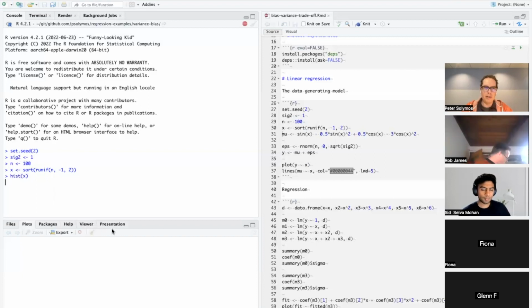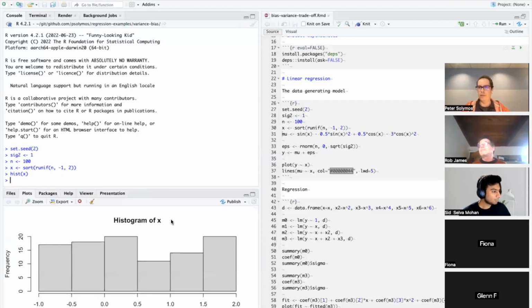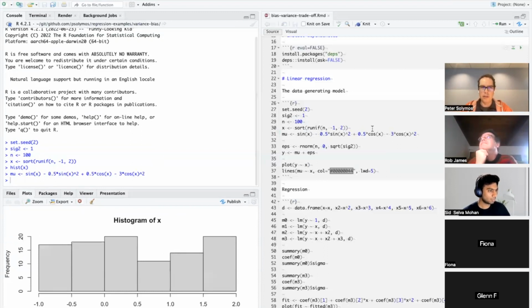We can verify that this is really uniform. Well, 100 is not a huge number, but that's why you see some raggedness here. Now we take x and calculate a nonlinear function of x. We use some sine and cosine functions to make this look not so angled and linear.